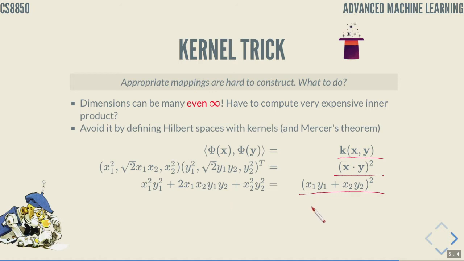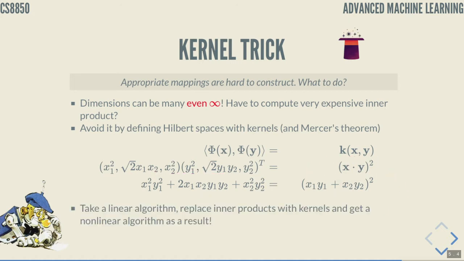Oh, wait. This is an example. What I'm doing here is multiplying through this inner product, getting this and getting that, just to show you that it's the same. Either you first map into feature space and compute the inner product, or you just compute the inner product squared directly. The result is exactly the same, and this is much cheaper. So take a linear algorithm, replace inner products with kernels, and get a nonlinear algorithm as a result.